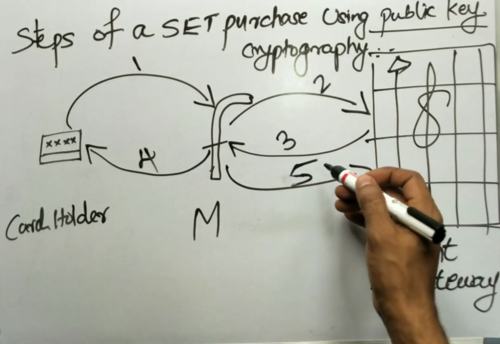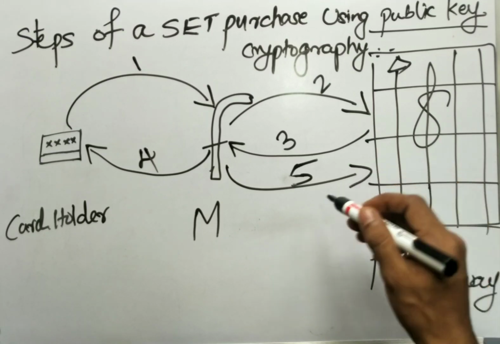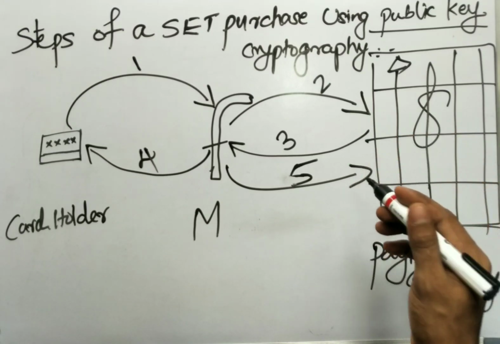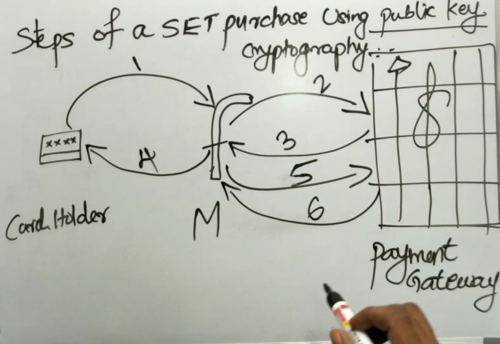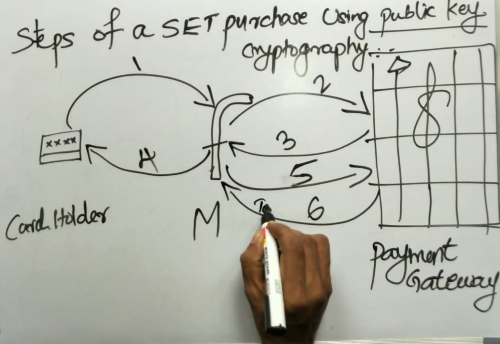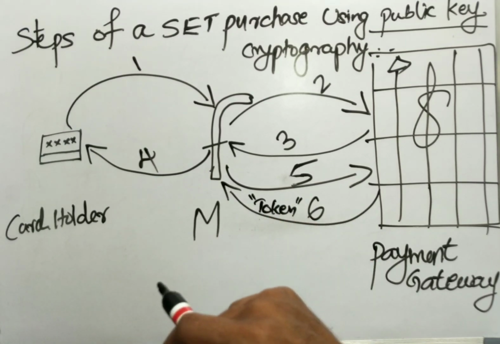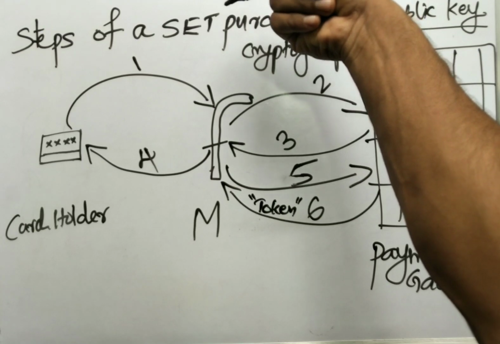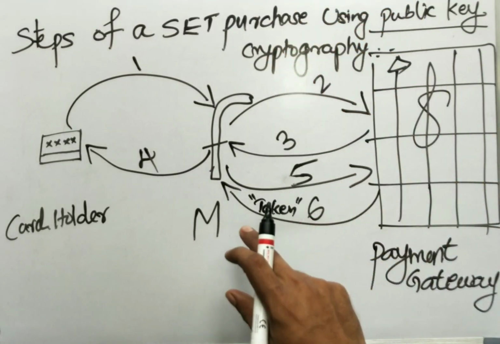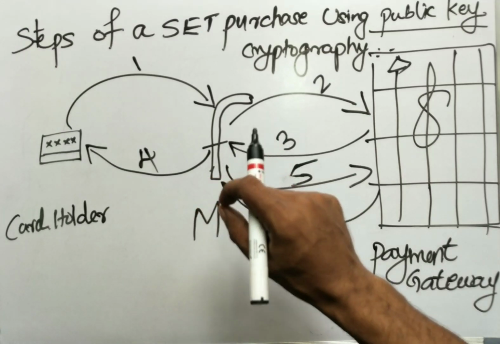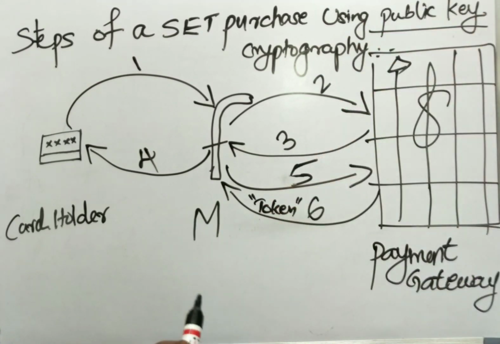So on the 5th step, the merchant requests payment capture. He needs to get the payment. Whenever that request is received, the payment gateway will issue a token. Maybe you have got this kind of token when you submit a check at a bank counter. You will be issued a token, and you have to keep that token. Whenever your token number is called, you have to go to the next counter and collect the money.